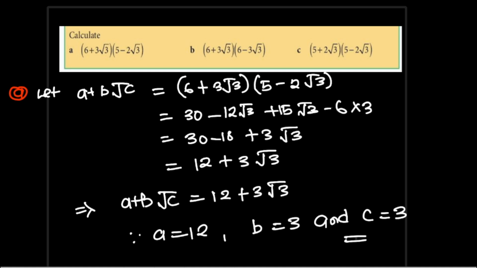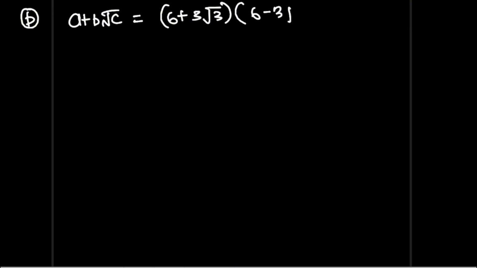So we've equated this to an unknown expression a plus b root c, and we've been able to find the value of what the expressions stand for. Okay, so that's how to simplify equality of surds. So let's take the second one and see what we have there. For b, we also go the same way. a plus b root c equals (6 plus 3 root 3)(6 minus 3 root 3).